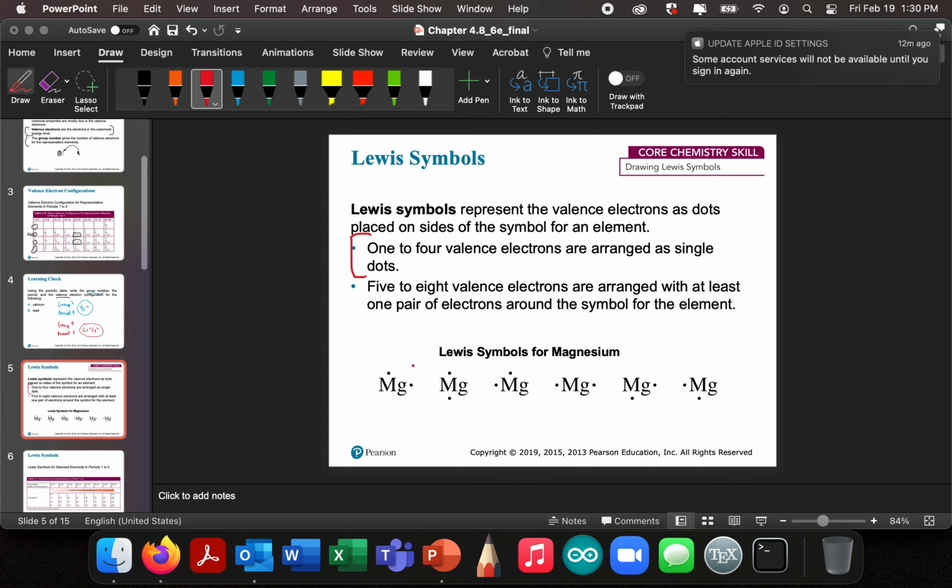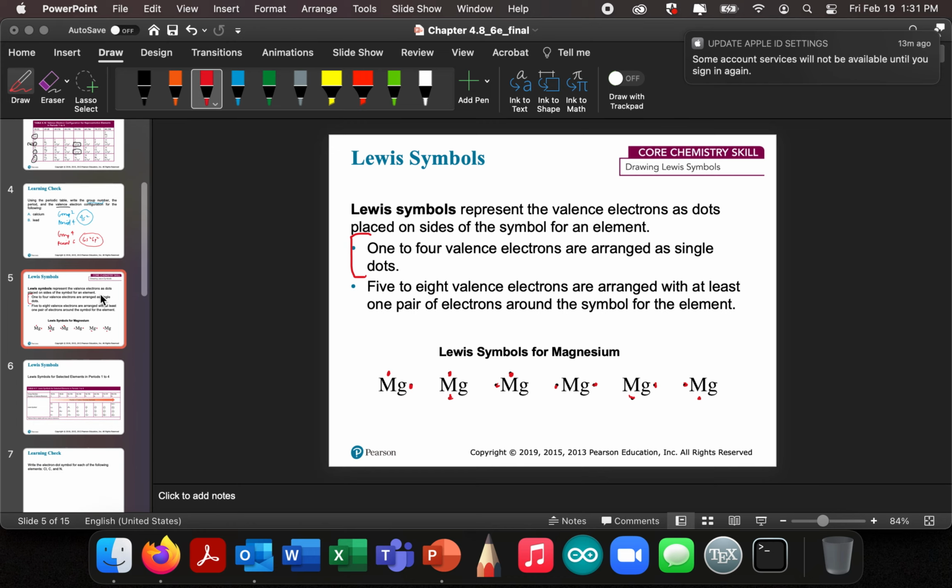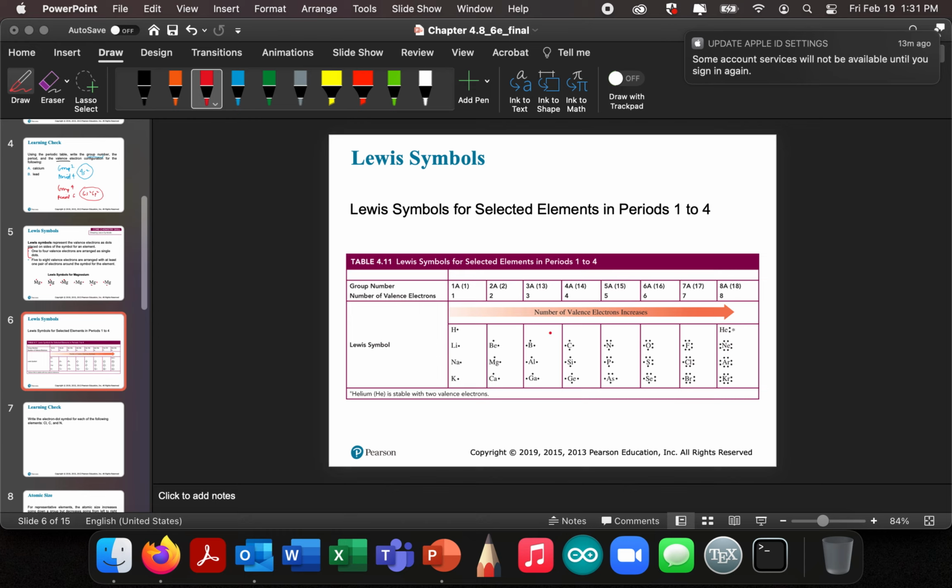All right. So for magnesium, it's in group 2, so it only has 2 valence electrons. We put 2 electrons outside it. We don't pair them like I did in that previous one with A. We don't pair them until we get 5 or more. All right, so we'll do some more Lewis symbols here. The Lewis symbol for hydrogen is just 1 electron on the outside. It doesn't matter if it's on that side or this side or on the top or bottom. It doesn't matter.